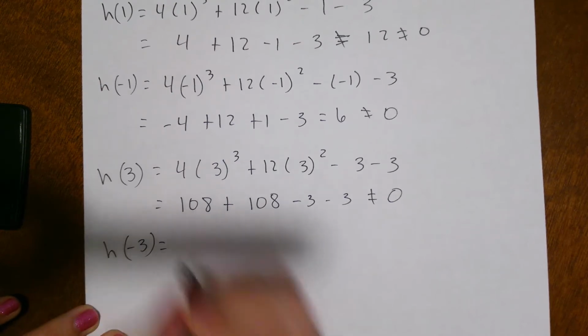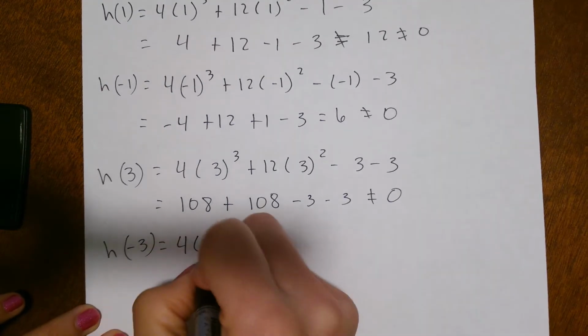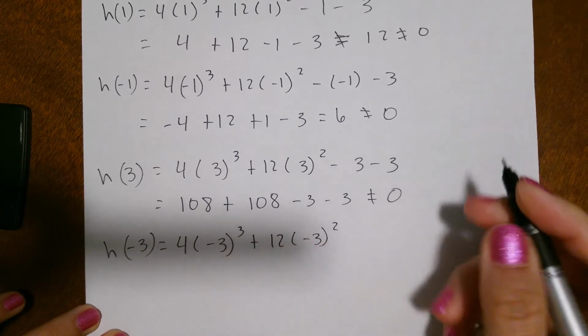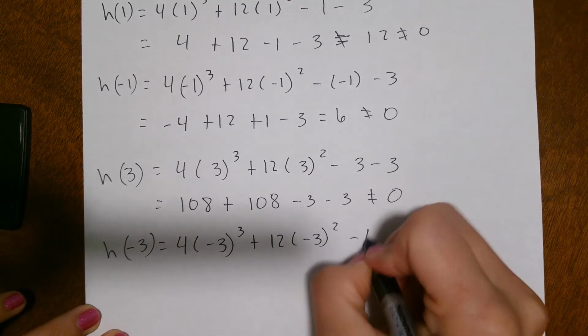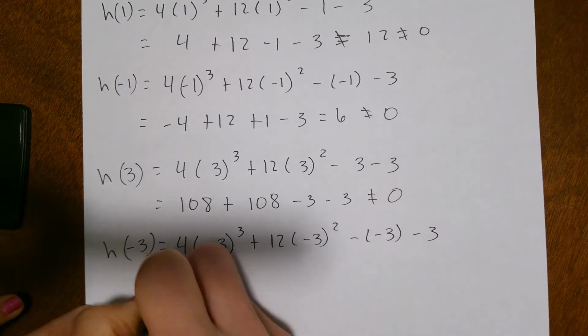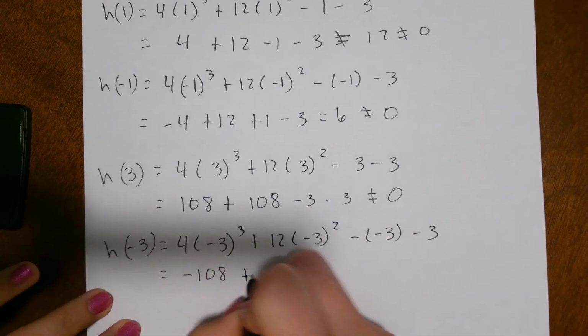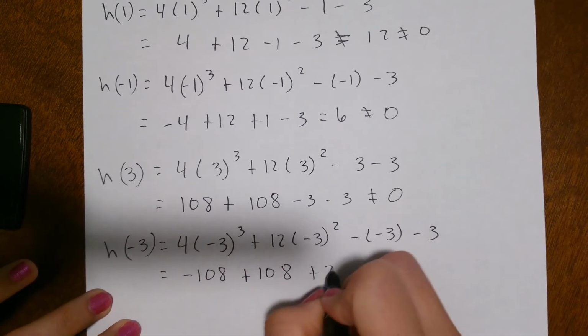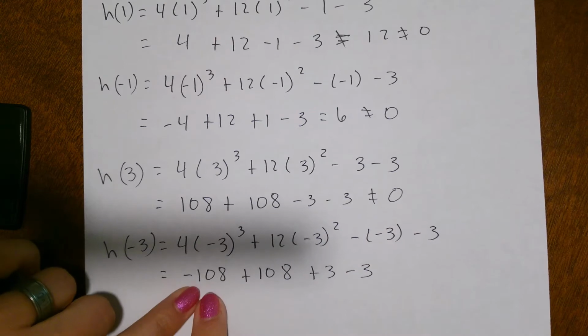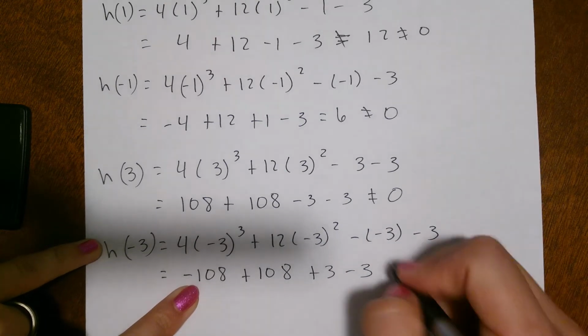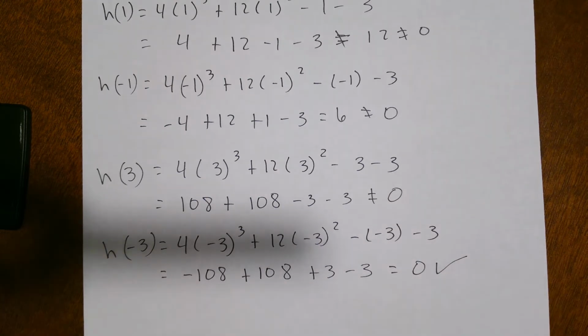Come on, I want a whole number. So I get 4 times negative 3 cubed plus 12 times negative 3 squared minus negative 3 minus 3. So I get negative 108 plus 108, plus 3 minus 3, and look at that. Negative 108 plus 108 is 0, and 3 minus 3 is 0, and 0 plus 0 definitely is 0. So ding, ding, ding, ding. Negative 3 is my 0, my rational 0.